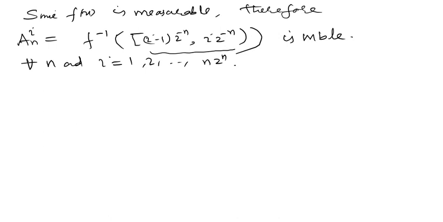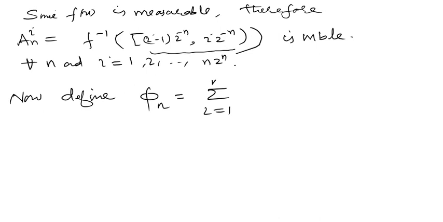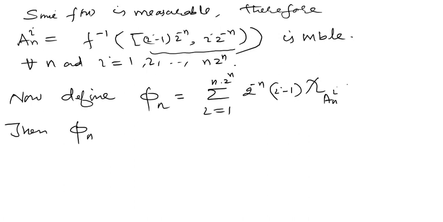Now we define a simple function. Now define phi_n, which is equal to the summation, i runs from 1 to n 2 power n, of 2 power minus n times (i minus 1) into the characteristic function of A_{n,i}. It's a finite value because it's a finite sum. So this phi_n is also measurable because the A_{n,i}'s are measurable. Then phi_n is finite valued and measurable.